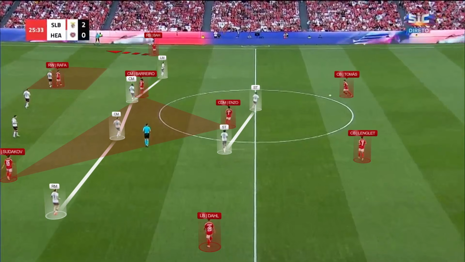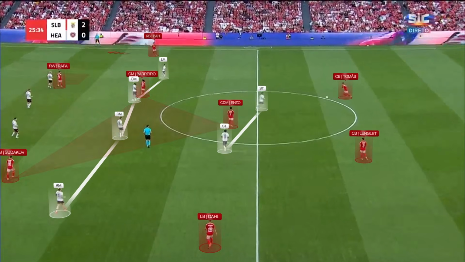On the right side, the asymmetry becomes particularly clear. The fullback pushes high and wide, allowing Rafa to move inside and create a vertical overlap with Barreiro.